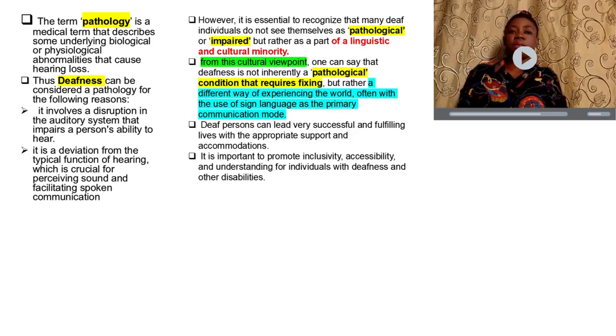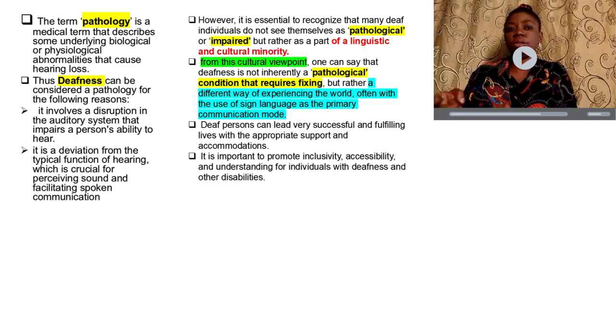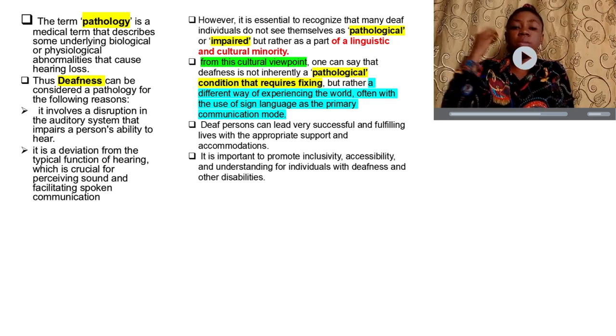So we move over to the word pathology. The word pathology can be split into two: path to mean disease and logy to mean study or science. So the study of a disease. In this case, we're looking at deafness. So deafness, we could say that deafness is pathological if it affects the abnormal functioning of the auditory system.